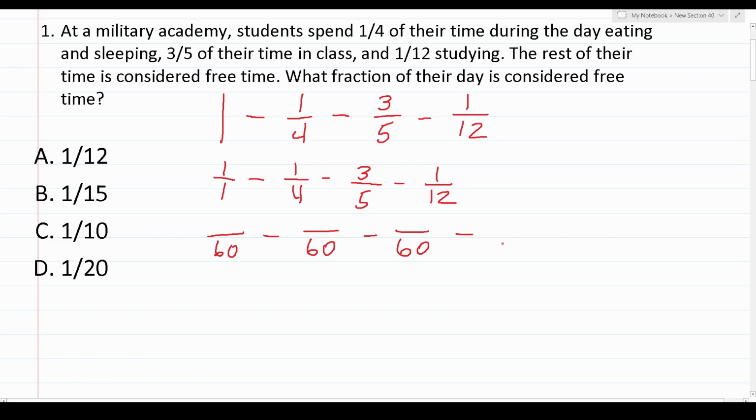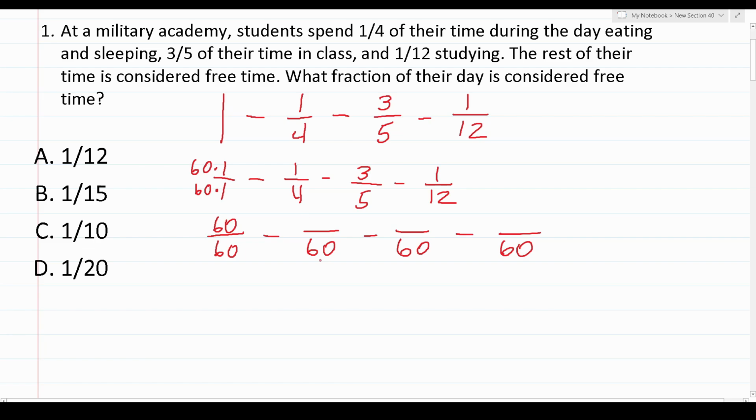And we're going to rewrite all of them with a common denominator of 60. To write 1 as 60, we would have to multiply its denominator by 60, and we're also going to have to do that to its numerator. Again, 1 times 60 is 60. 60 times 1 is 60. So as we can see, 1 over 1 is the same as 60 over 60.